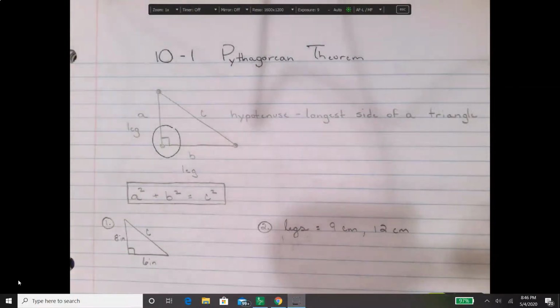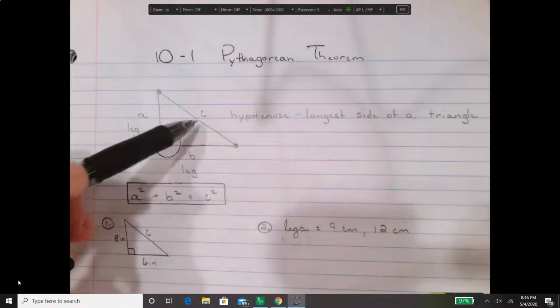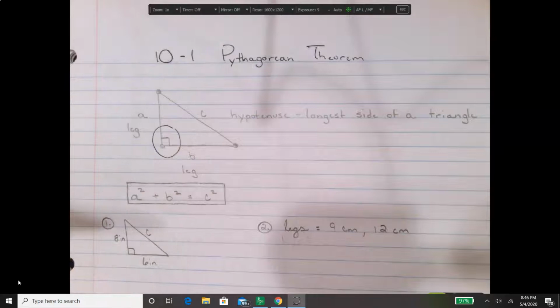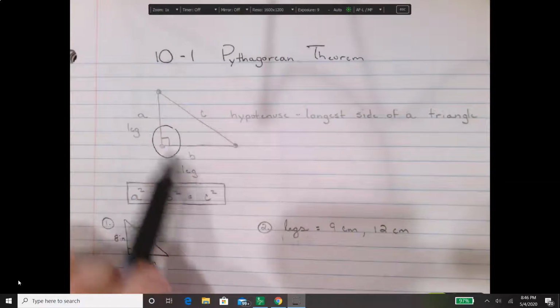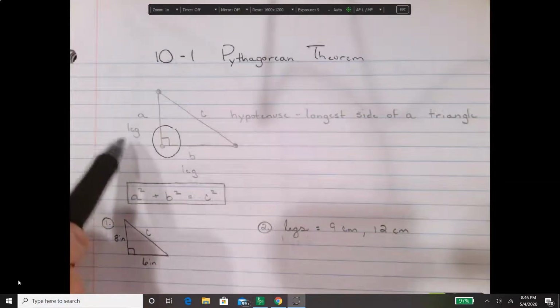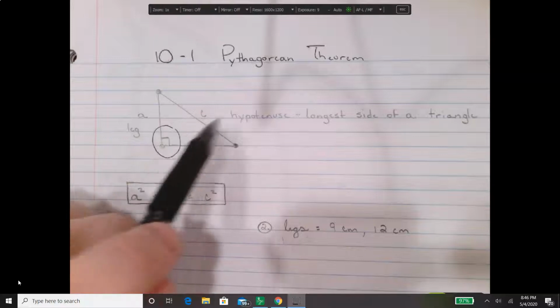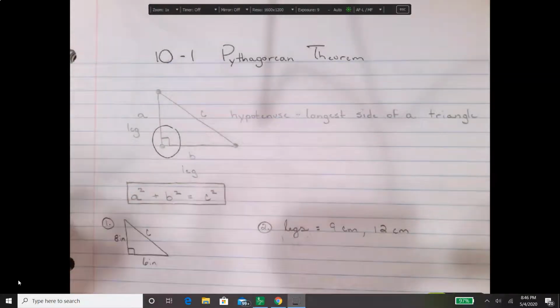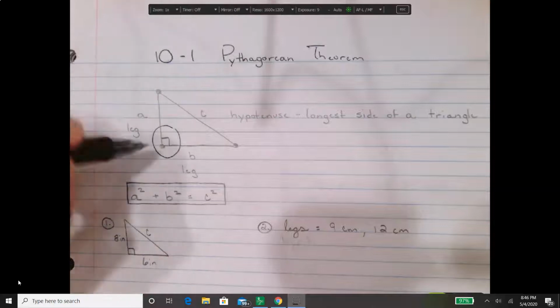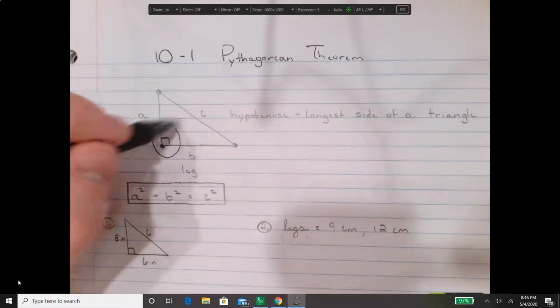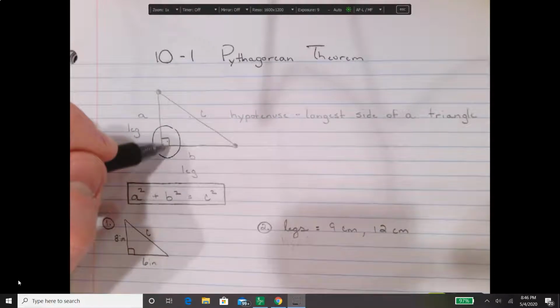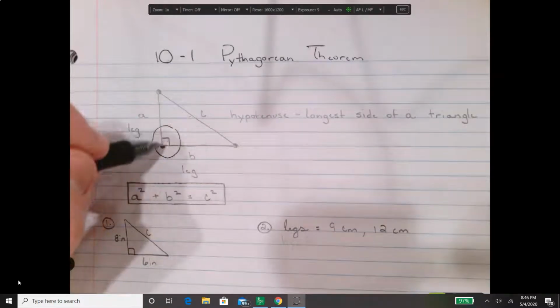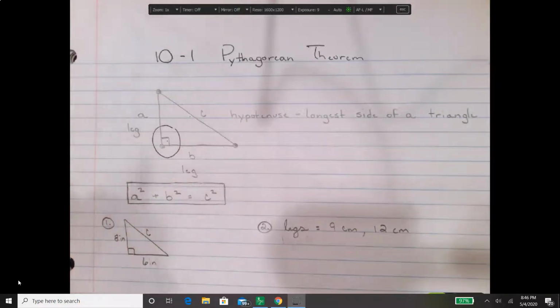We label their sides as A, B, and C, and those sides have names. Sides A and B are legs, and side C is what we call the hypotenuse. A couple things about the hypotenuse. One, it's always across from the right angle. The right angle and the hypotenuse are almost diagonal from one another.